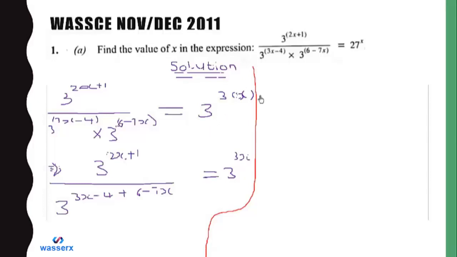So now let's simplify further. This will give us 3 to the power 2x plus 1 all over 3 to the power, we have 3x minus 7x will give us negative 4x. Then we have negative 4 plus 6 will give us positive 2, is equal to 3 to the power 3x.